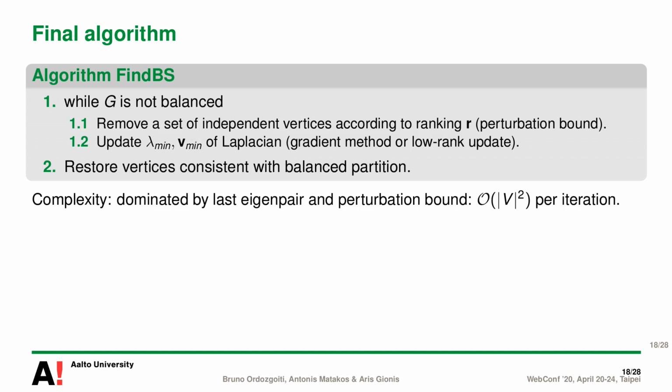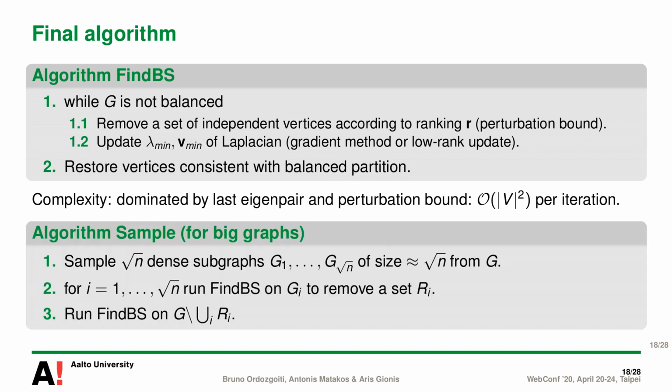The complexity of this method is dominated by computing the perturbation bound and updating the eigenpair, which is essentially squared in the size of the graph. And we can optionally carry out the sampling procedure to deal with big graphs.